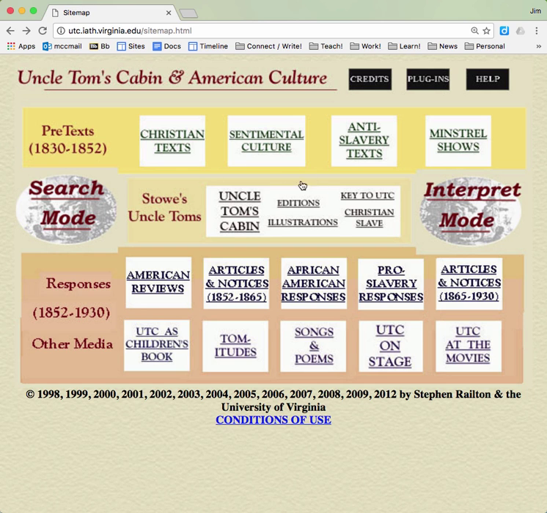And I want to highlight in particular the pre-text section because it really focuses our attention on four major strands of antebellum, pre-Civil War 19th century American culture: Christian texts, sentimentalism, anti-slavery narratives, and minstrel shows. And I just want to give you a quick look at what's in here.